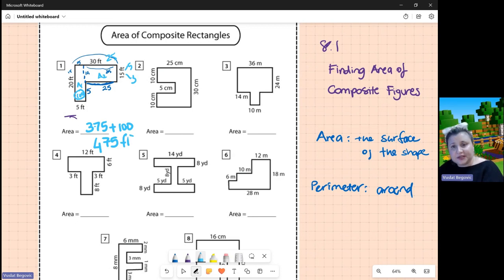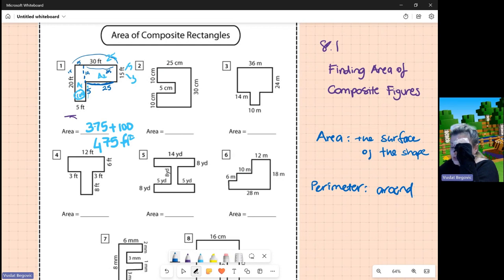If they did ask me the perimeter, I would just add: 30, 20, 50, 55, 5 more, 60, 5 more, 65, and then 25 more, 90, then 5 is 95, and 5 more is 100. Okay, the perimeter is 100 and the area is 475 feet square. Then I am solving this other one.